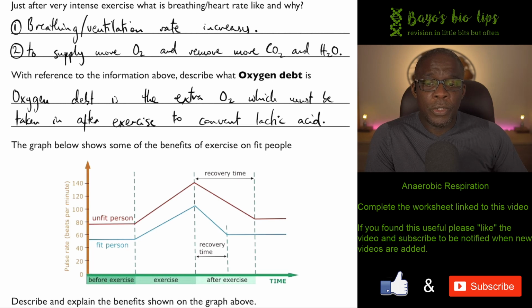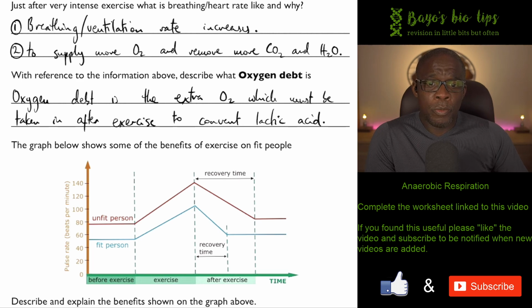Now, looking at the graph, you can see, first of all, that unfit people have a higher pulse rate or a higher heart rate than fit people. The reason why is because fit people have a greater cardiac output. As such, they only need a lower heart rate to do the exact same amount of work, transporting oxygen and glucose and removing CO2 and water, compared to unfit people. So fit people can do the same level of activity on a smaller number of heartbeats.